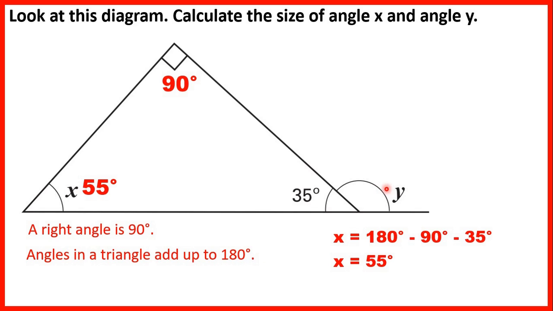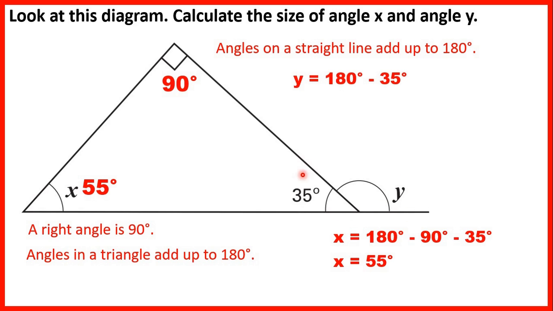But now we need to find angle Y. To answer this question, we need to spot that this is a straight line, and angles on a straight line also add up to 180 degrees. So we have 35 plus something has to equal 180. So if we subtract 35 from 180, that gives us 145 degrees for angle Y.